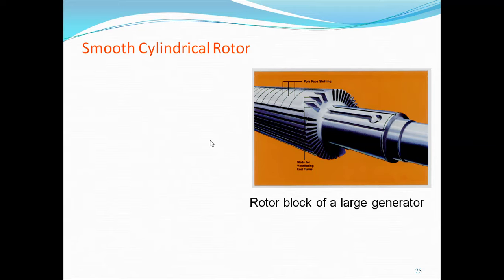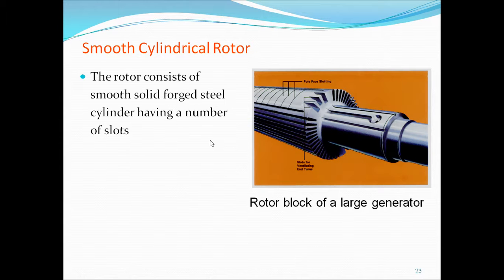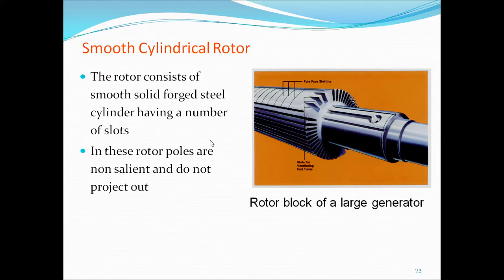The next one is the smooth cylinder rotor. The rotor consists of a smooth cylinder, as shown in the figure. It has a large diameter and long axial length. The rotors are non-salient and do not project outside. This is non-salient or smooth; both are the same, non-salient pole rotor or smooth cylinder rotor. As shown in the figure, it has slots on the outer periphery.